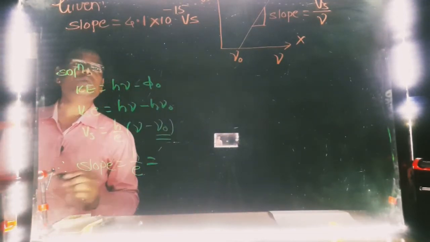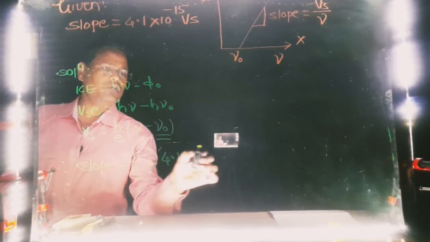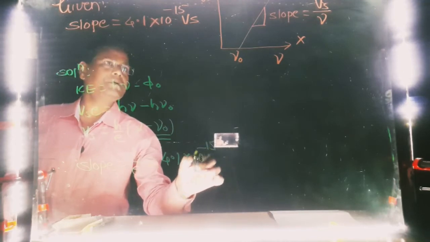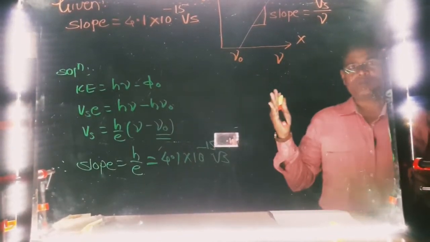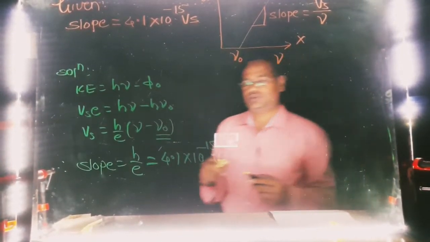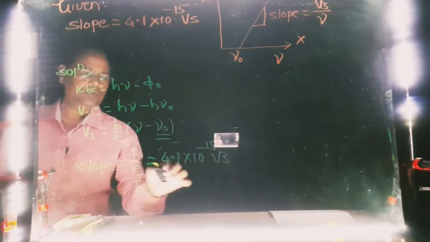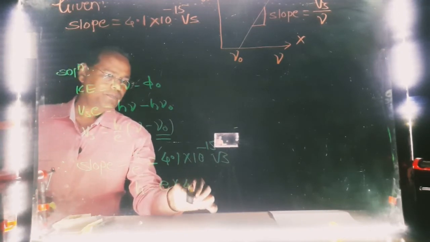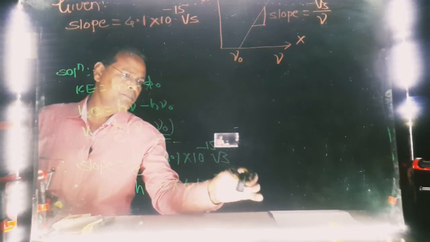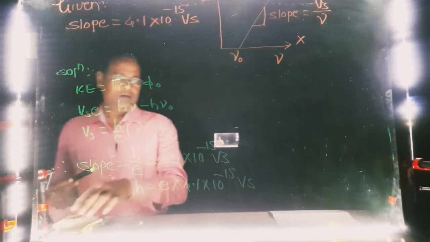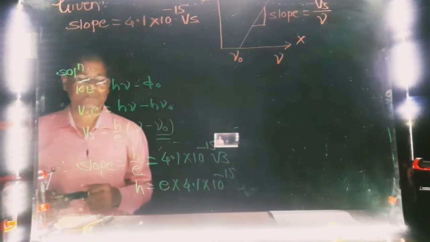It is equal to how much? 4.1 into 10 to power of minus 15 volt into second. It is given. So from this value we can find h. So finally you can write h equal to E into 4.1 into 10 to power of minus 15 volt second. Just we can write the values only, unit we will write later on.